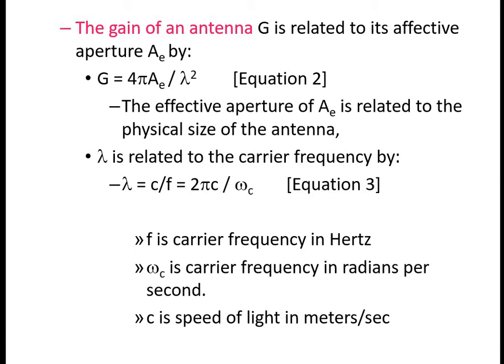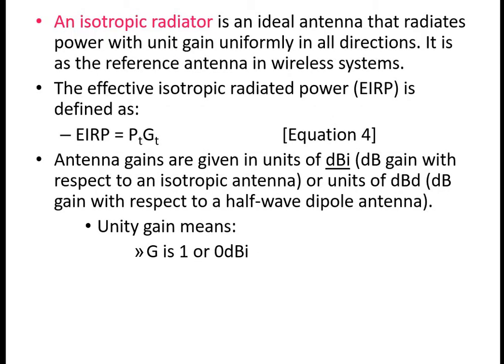which can be simplified by its relation: carrier frequency in hertz, then omega C for the carrier frequency in radians, and lambda equal to C by F. From this we can say C is the speed of light in meters per second.